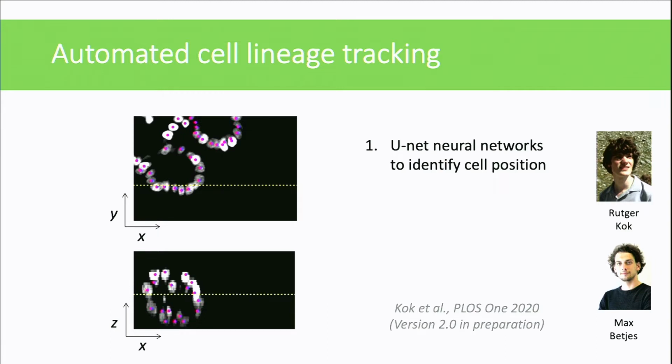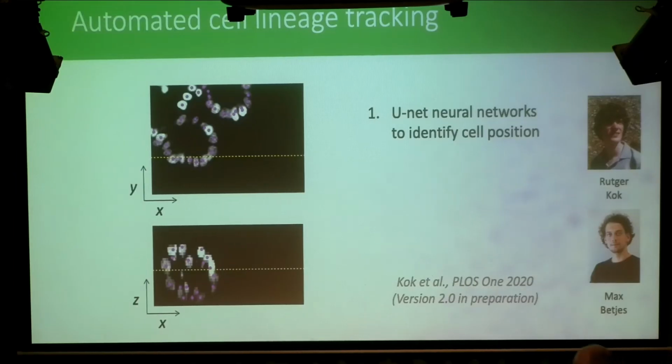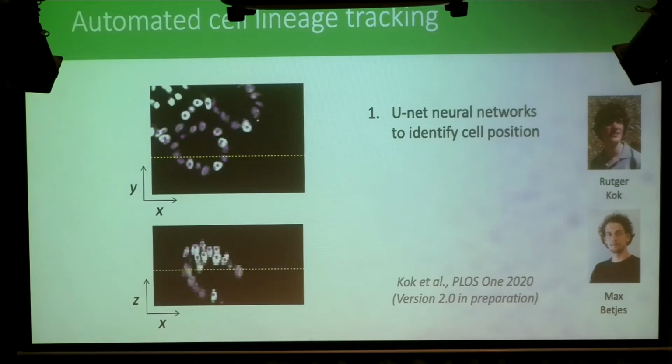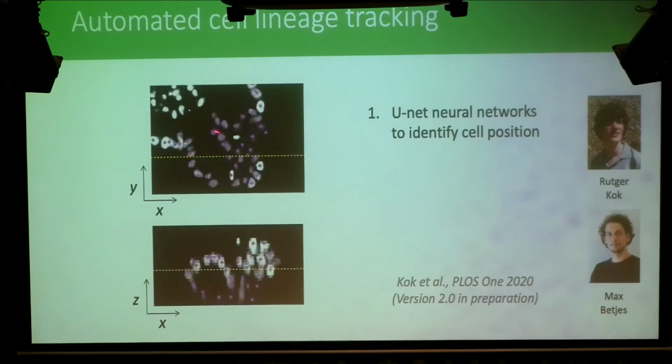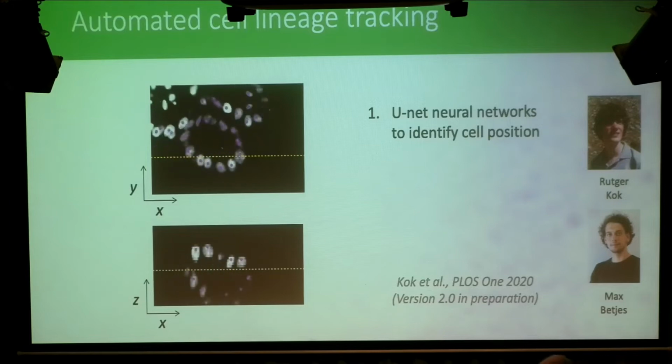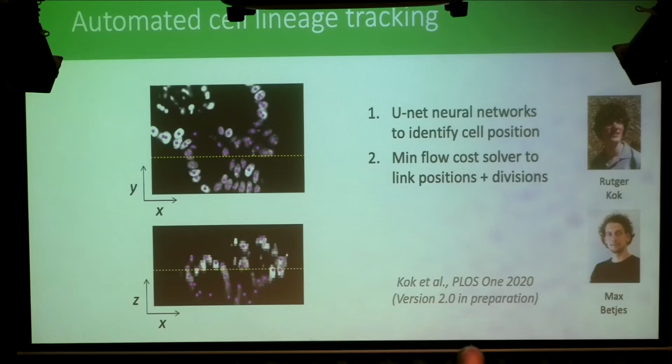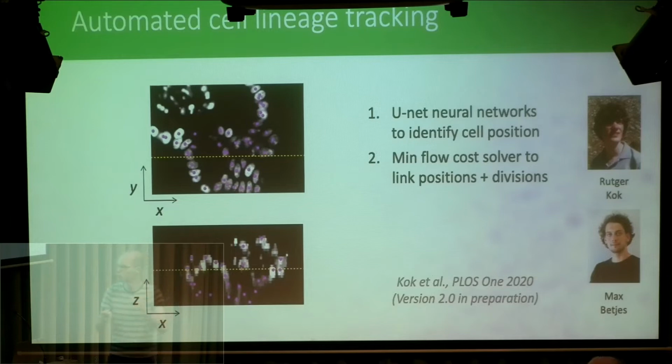The idea is that we use neural networks to predict, based on these confocal images, where the center of a single nucleus is. And you can see from these movies here that this works really strikingly well. I'm very impressed with these neural networks. We then have, for each time point, the center of a cell nucleus. We then use a technique called a min-cost flow solver to link a cell at one position with the same cell at the next position. And we also use this when a cell is dividing to connect the mother cell to the two daughter cells.